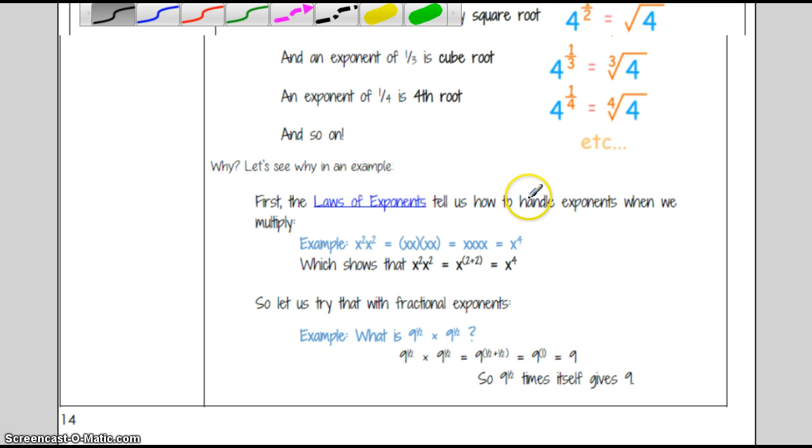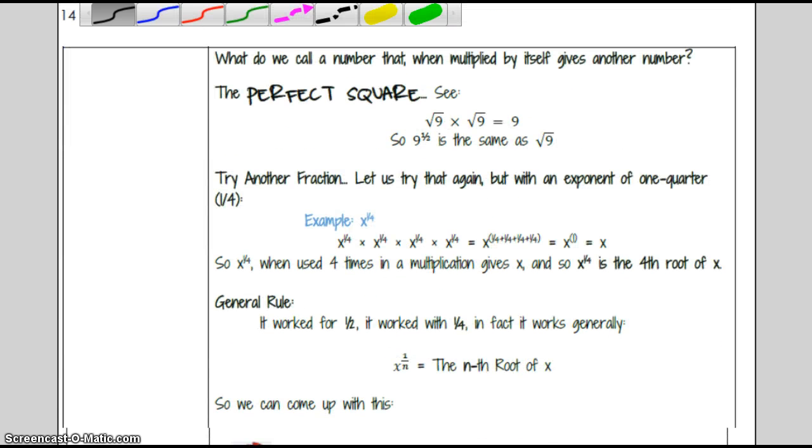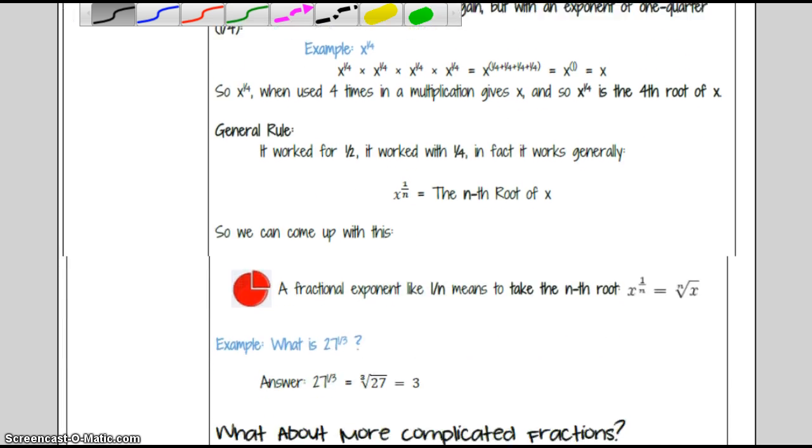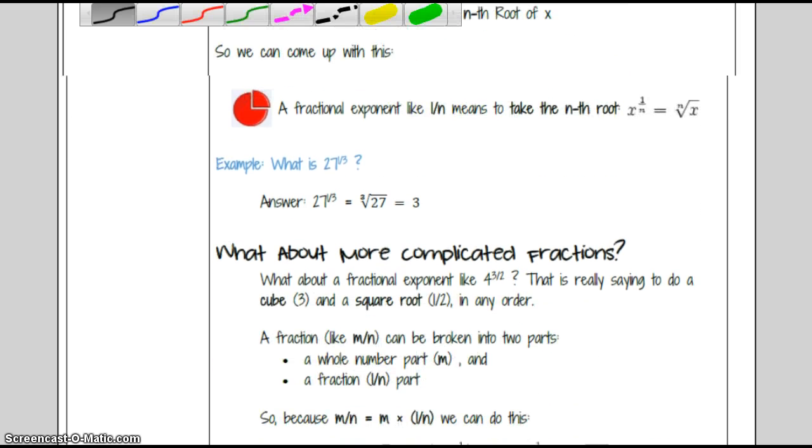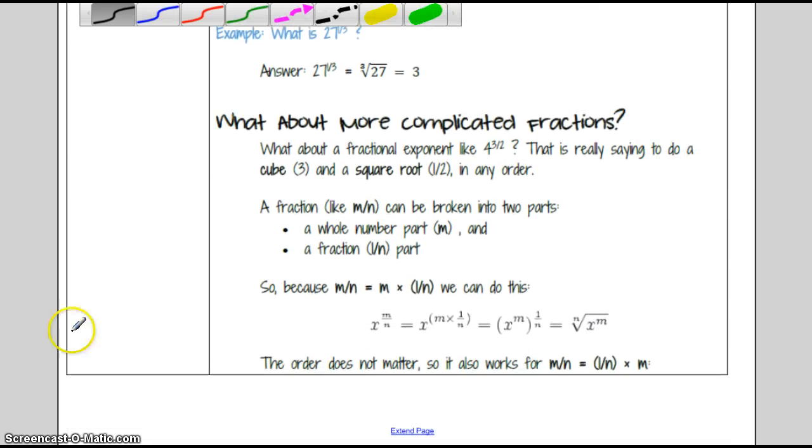So these laws of exponents tell us how to handle exponents when we multiply. So remember that we add when we multiply. So that same thing happens with fractions. They're still exponents. So when we multiply, we add those exponents. So on the next page, page 15, what do we call a number that when multiplied by itself gives us another number? Well, a perfect square. So those same kind of rules apply. Let's go ahead and take a look at how this works.